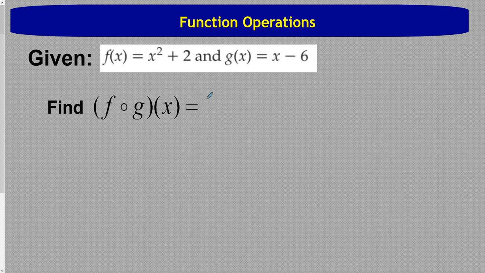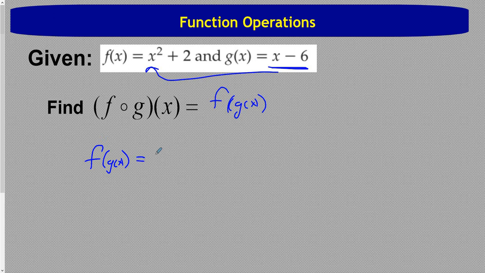Okay, first thing I want to remind you of, this could be written like this instead. Right, f of g of x. So I'm going to take g of x and plug that in for x in f of x. So f of g of x is x squared, but instead of an x, remember, I'm using this x minus 6. So x minus 6 squared plus 2. f of g of x is equal to x minus 6 squared plus 2.